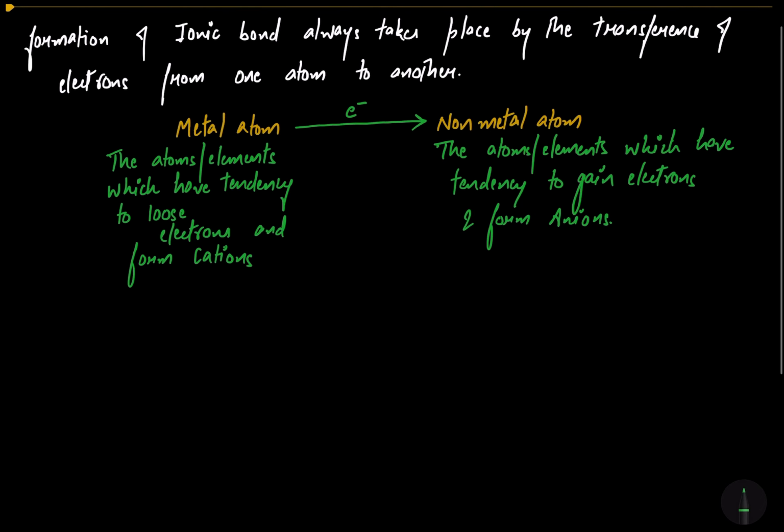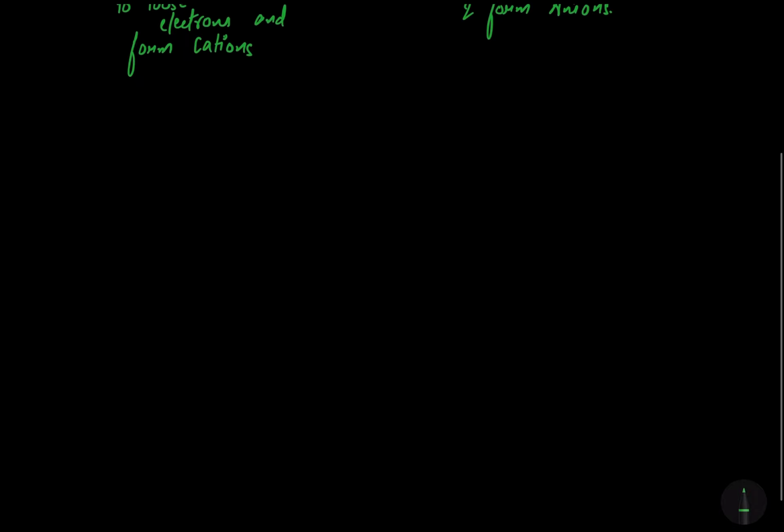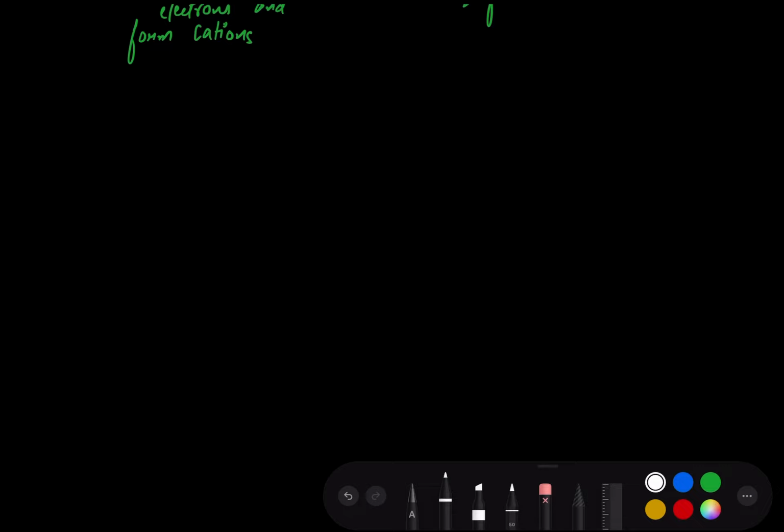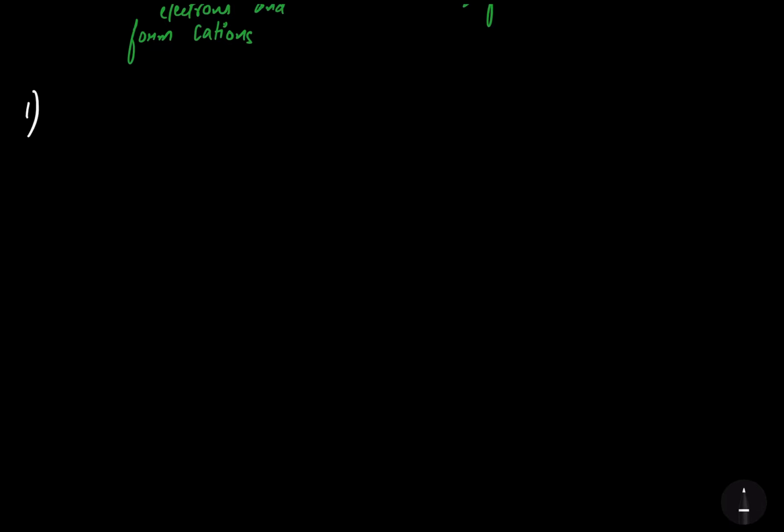Now let me take an example. The very universal example for ionic compound is sodium chloride. I am taking it as example number 1, and I am talking about sodium chloride. What's the symbol for sodium? It's Na. What's the symbol for chlorine? It's Cl.